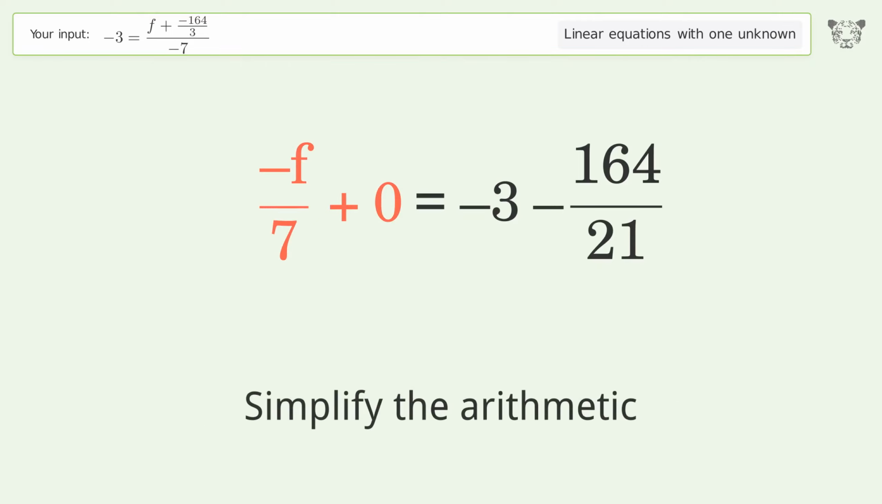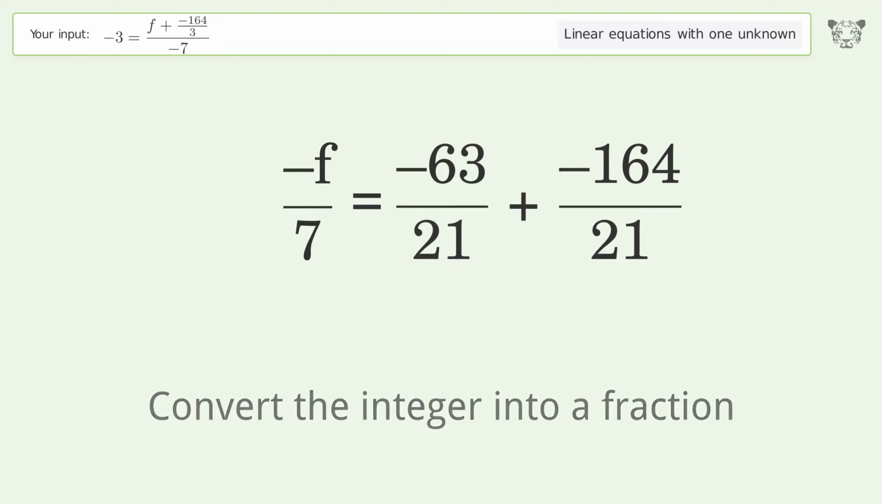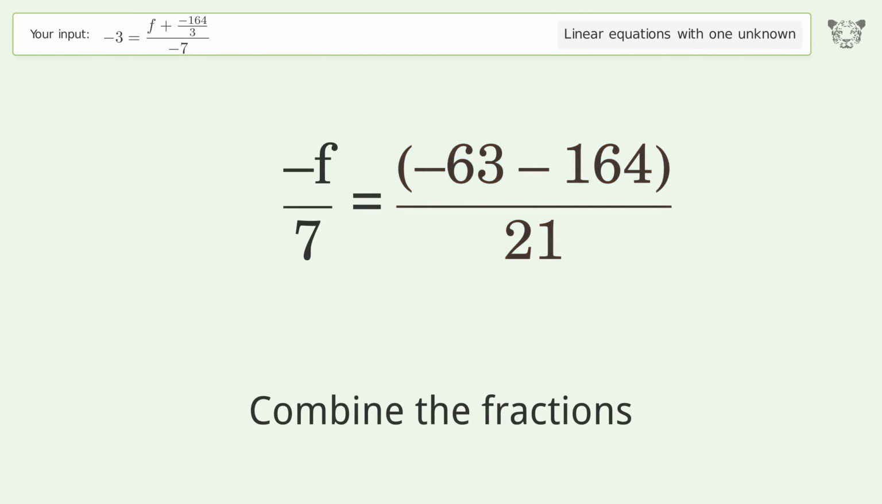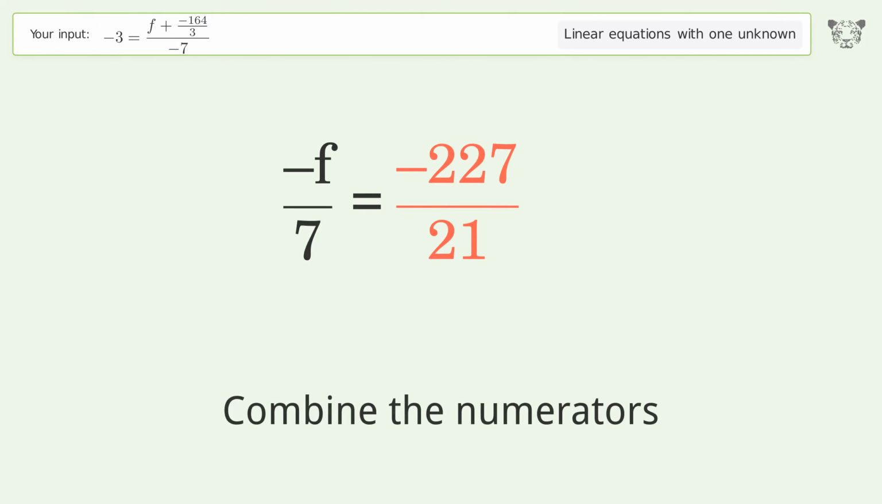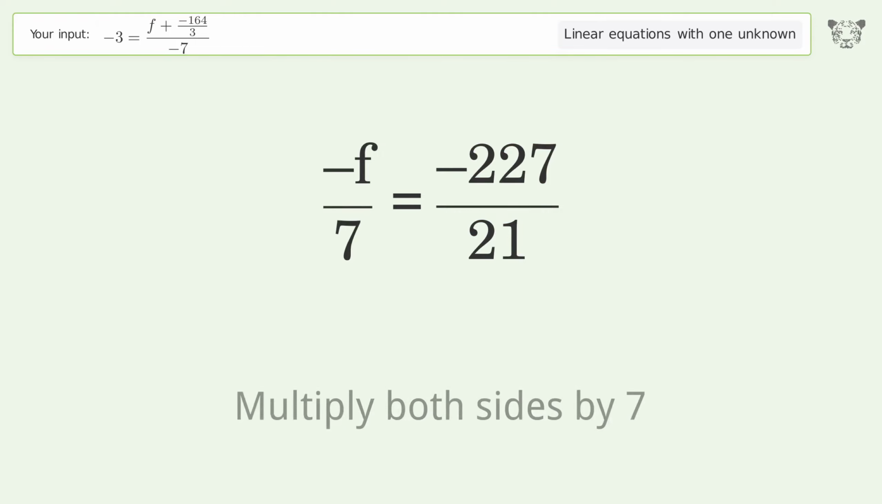Simplify the arithmetic. Convert the integer into a fraction. Combine the fractions. Combine the numerators. Isolate the f. Multiply both sides by 7.